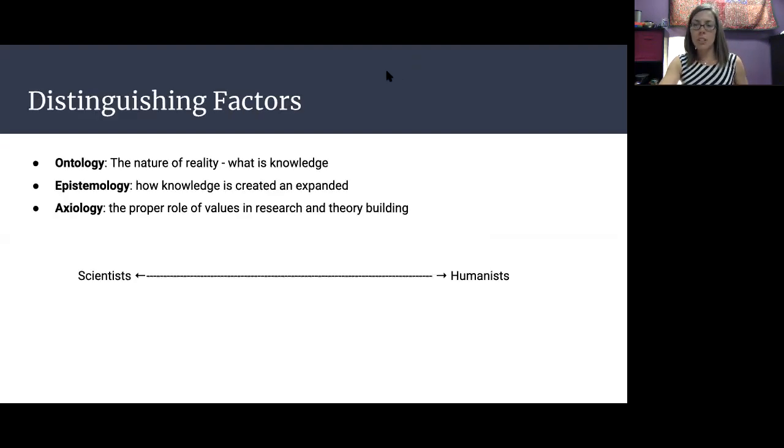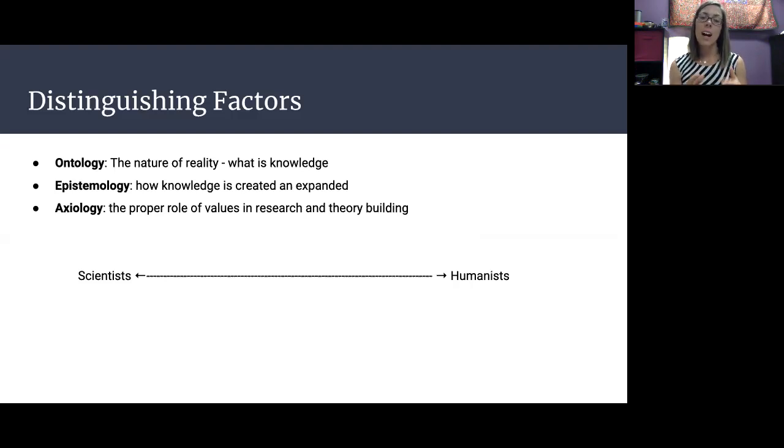So a few distinguishing factors about theory and knowledge: a couple of words that are good to know. Ontology means the nature of reality. So what is knowledge? What is the data of knowledge is one way of explaining ontology, like what constitutes the material of knowledge.